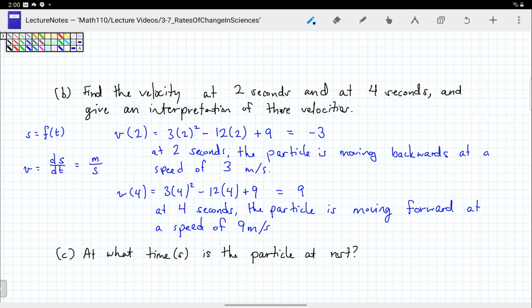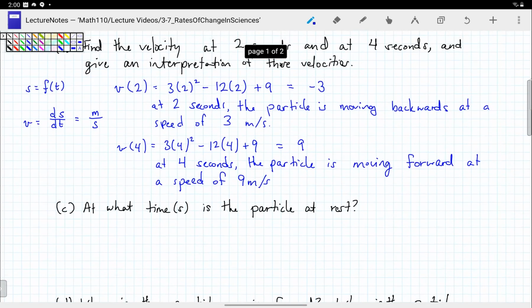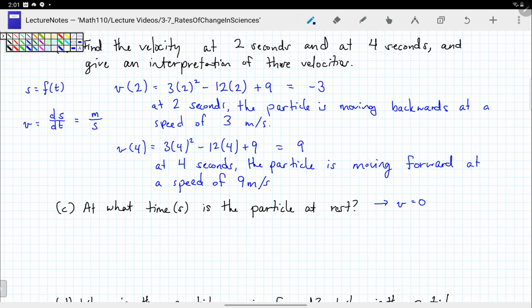Next question, at what times is the particle at rest? Think for a minute about what that means. Hopefully you came up with the particle is at rest when velocity is equal to 0. So we're looking for when velocity equals 0. Okay, now my velocity was 3t squared minus 12t plus 9. So I want to solve where velocity is 0. So I'm looking for 3t squared minus 12t plus 9 equals 0.